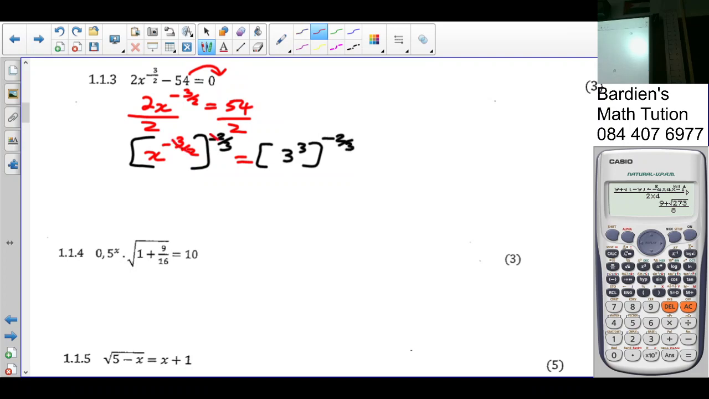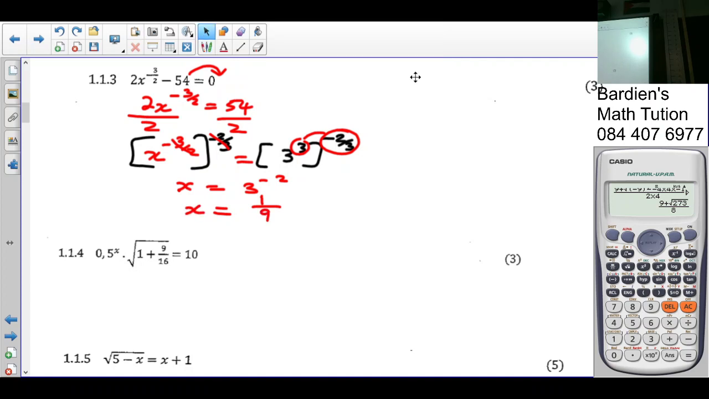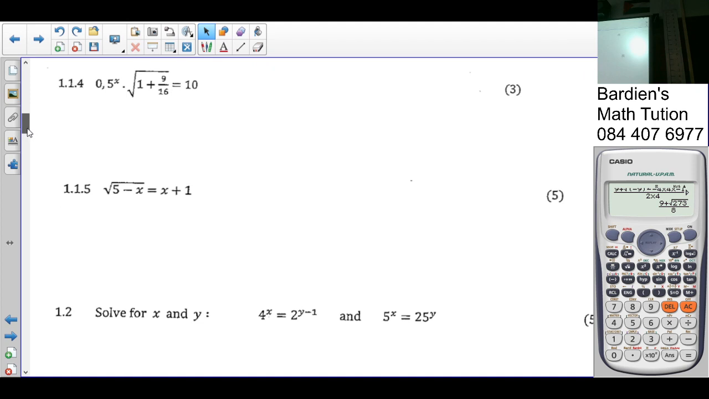Okay, so that cancels of course. So x is equal to 3. 3 multiplied by negative 2 over 3 is negative 2. So 3 to the negative 2 can be written as 1 over 3 squared, which is 1 over 9. Okay, any confusion here? No? The next one?